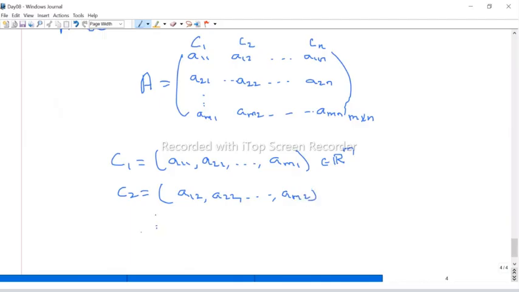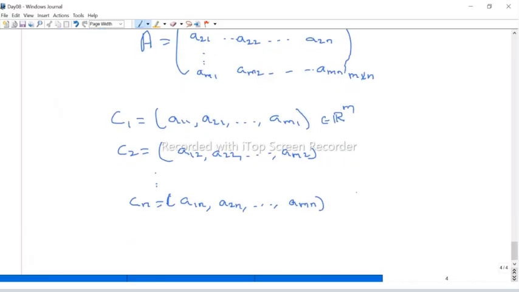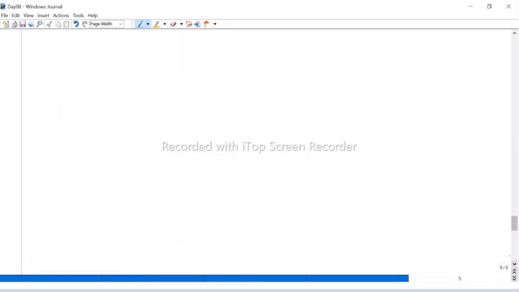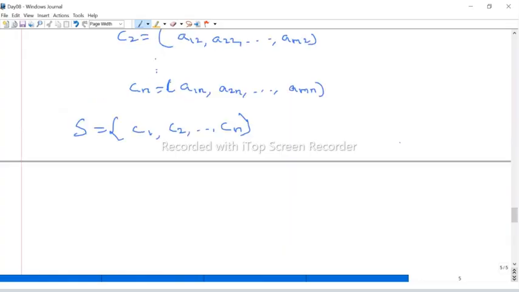AM2. So on, the last column we can take Cn is A1n, A2n, etc., AMN. So these are all members of Rn. Now take these vectors C1, C2, etc., Cn, put into a set. Suppose I am taking S equal to the set of column vectors C1, C2, etc., Cn. Now, given any set, we can talk about the span of the set. So we take all the possible linear combinations of C1, C2, etc., Cn. So that is the span of the set S.